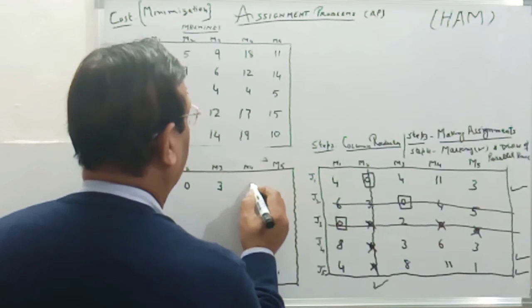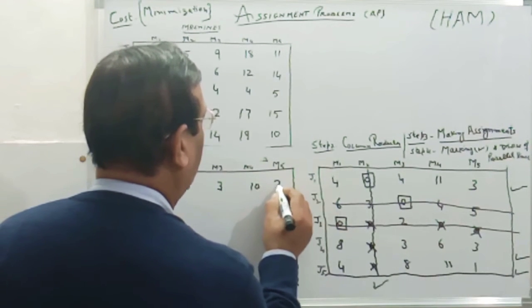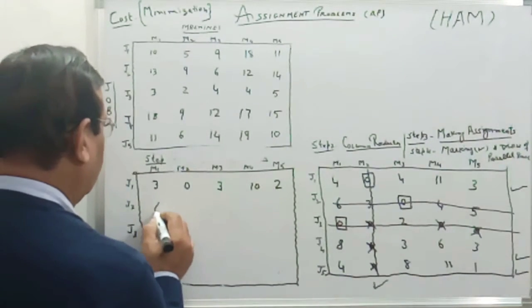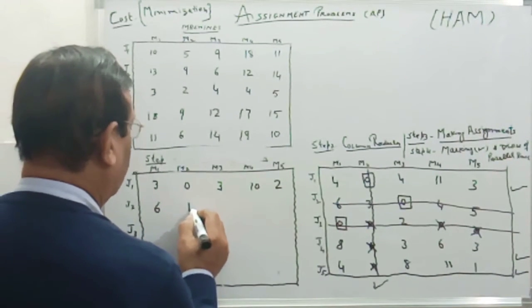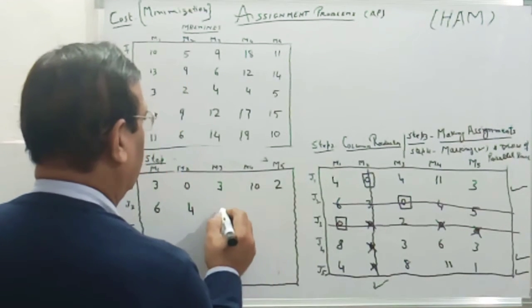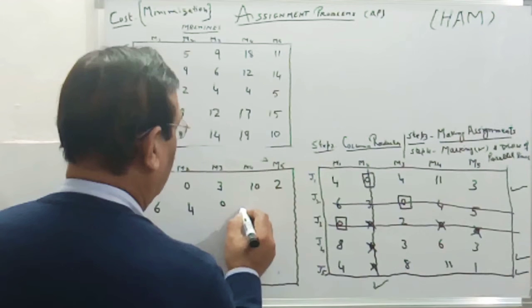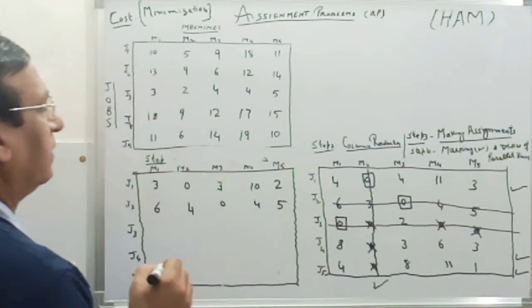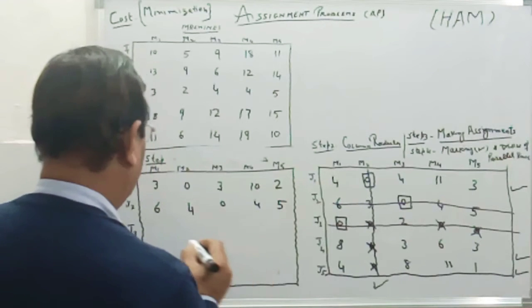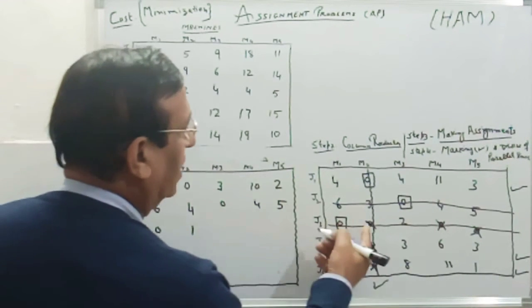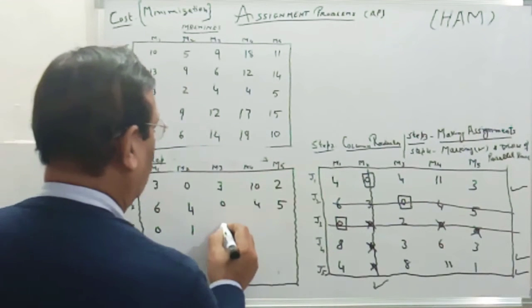3, 10 and 2. 6 is simply covered. 3 plus 1, 4, because 3 is at the intersection. 0, 4, 5. These are simply covered elements except 3. Again 0, 1, 0 is at the intersection of the two lines.